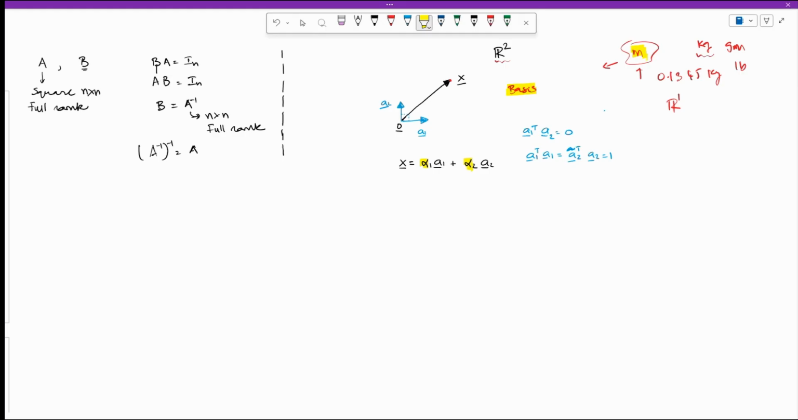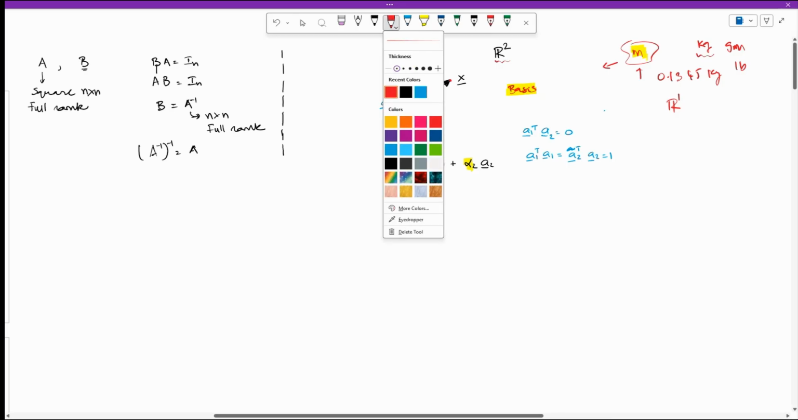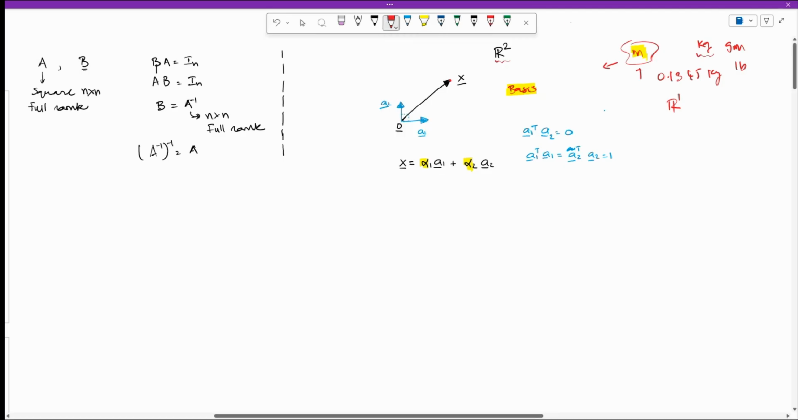Well, you already know this. You've done this since the 11th standard. What would you normally do if this was a problem in physics? In physics, we might have said, well, this is the x-axis, this is the y-axis, and you might be asked, what is the x component of this vector or the y component of this vector?